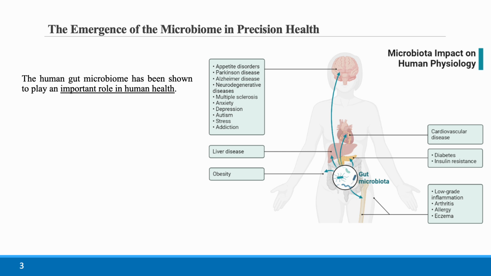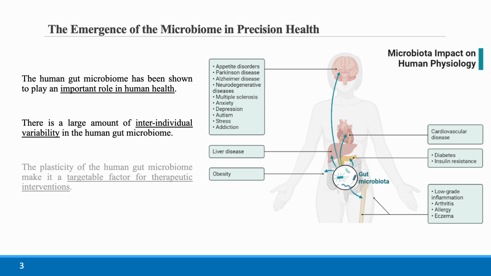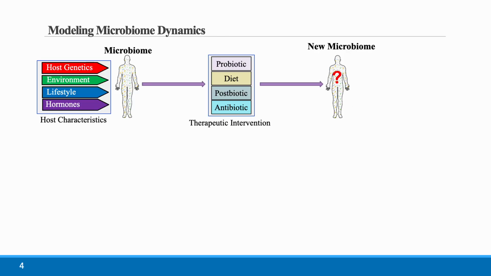However, one challenge in modeling microbiome systems is the large inter-individual variability that we observe. This means that the microbiome from one individual can be very different from another's, even if they are providing a similar function. But because the gut microbiome can be altered and changed, it has become a targetable factor of interest for therapeutic interventions. To facilitate the development of microbiome-targeted therapies, it is necessary to be able to model how the microbiome changes over time given both host intrinsic characteristics and perturbations from external stimuli, such as therapeutic interventions.